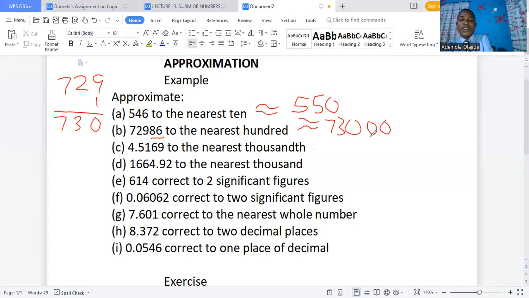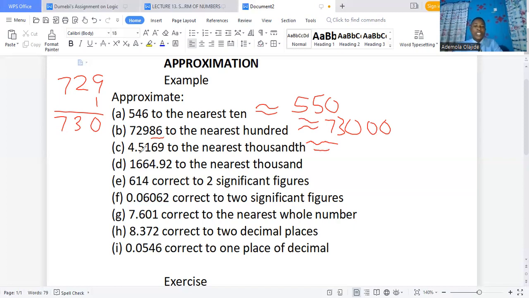So the next one here, if you look at this, 4.5169 to the nearest thousandth. As we have thousands, we have thousandths. As we have tens, we have tenths. Tenth means, as we already see under the place value system, that we refer to the fraction part of any decimal, that is those digits behind the decimal point.